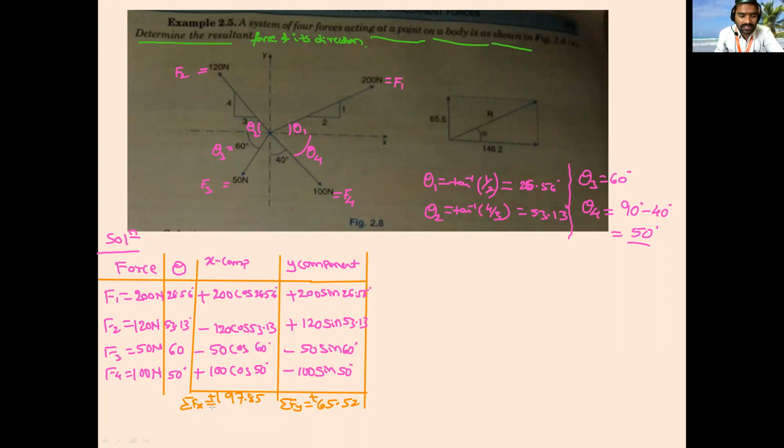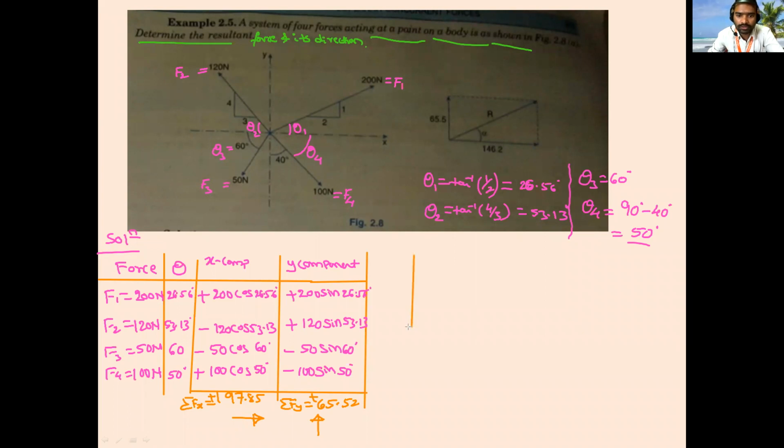See, sigma fx is positive. It means fx is positive. Is it moving right hand side or left hand side? Right hand side. Sigma fy is positive, that is 65.52. Is it moving upward direction or downward direction? Upward direction. Then can you tell me resultant is in which quadrant? First quadrant. So resultant is in first quadrant.